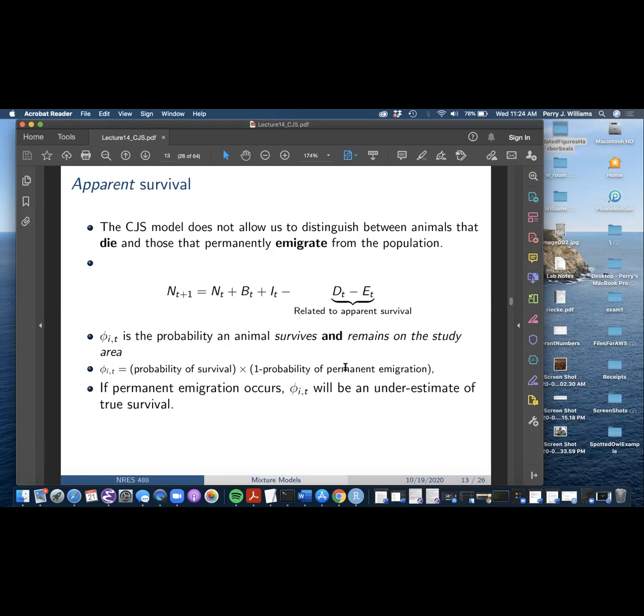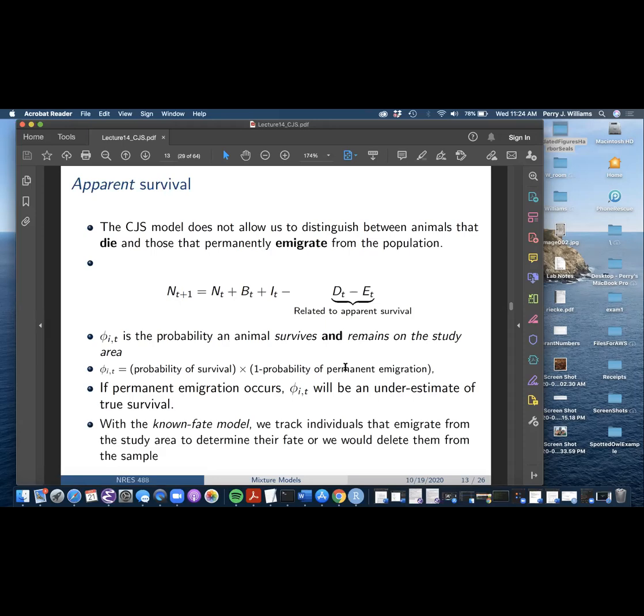Now, if there is no immigration or emigration, and there's just births and deaths, then phi is going to perfectly estimate the survival probability. The apparent survival is going to equal the survival. However, if permanent emigration occurs, phi is going to underestimate the true survival, because a lot of animals that are really surviving are just leaving. And those show up in our model as our apparent survival. If we call that survival, it's going to be a lower estimate of true survival rate.